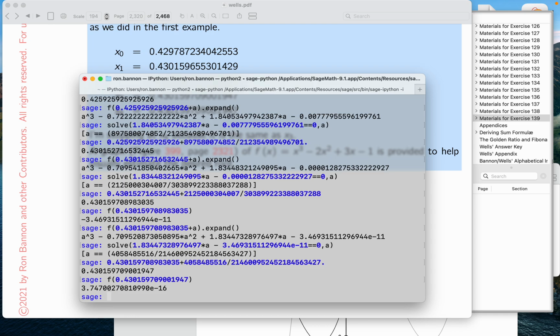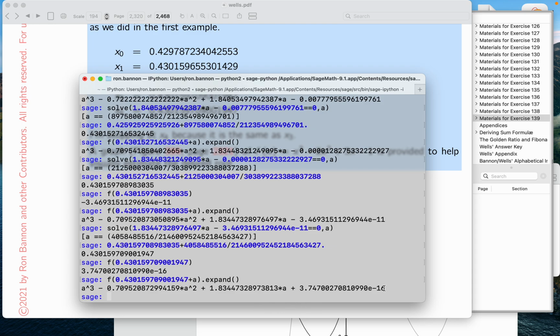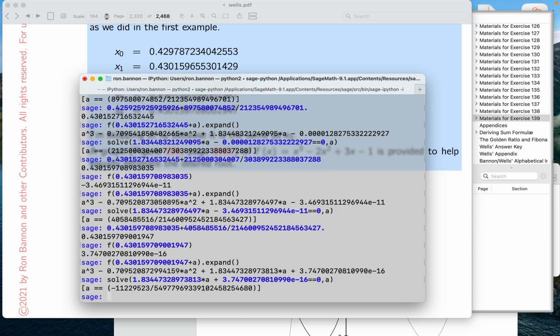It even got better. It was minus 11 before, now it's minus 16. All right, that's 10 to the minus 16, by the way. Really close to 0. Let's do it again. That's the root we just found, plus a, some correcting factor. Expand. Let's take the last two terms, and it's going to be solve for 0 and a.